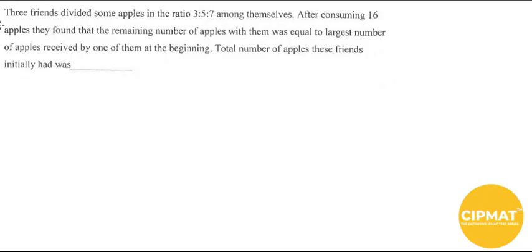So this question says, three friends divided some apples in the ratio 3:5:7 amongst themselves. After consuming 16 apples, they found that the remaining number of apples with them was equal to the largest number of apples received by one of them at the beginning. Total number of apples these friends initially had was.